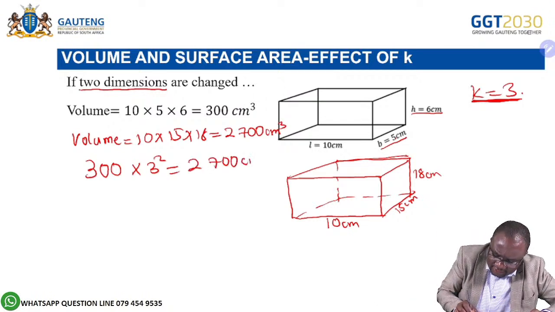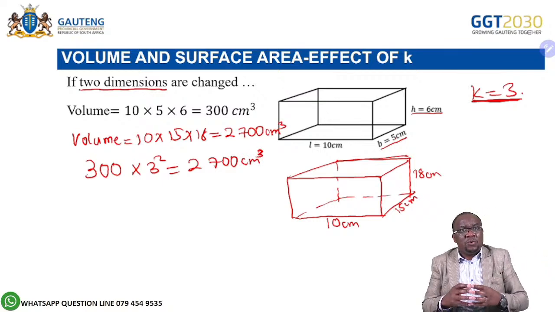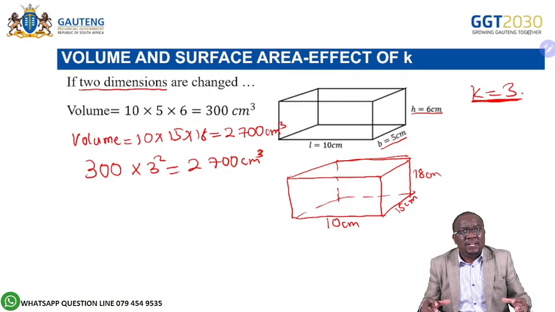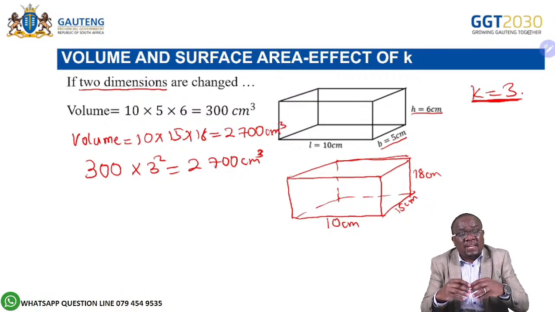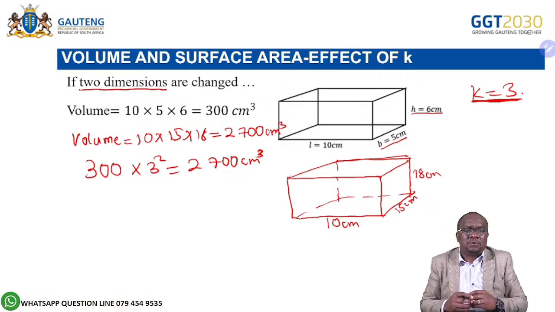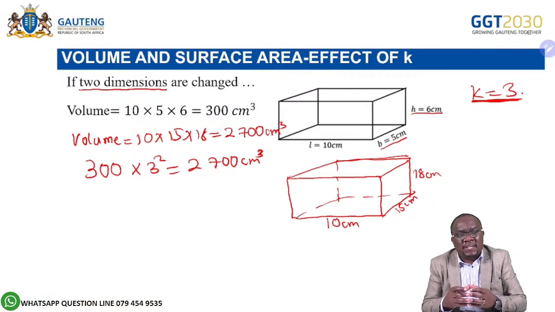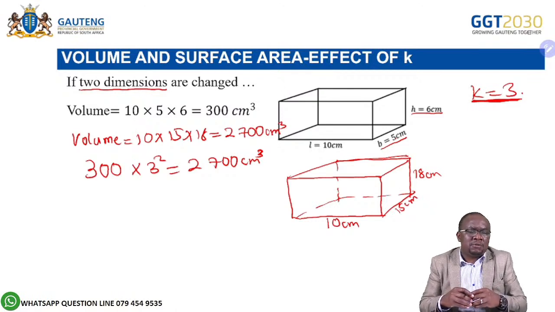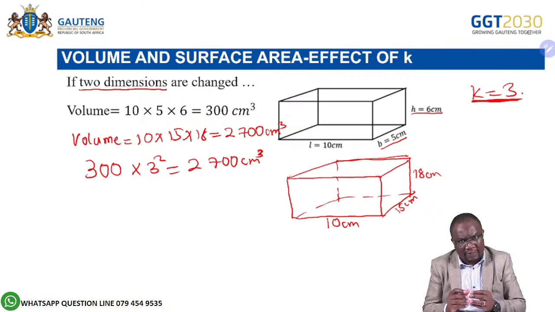You see that? Okay, so now it depends how many dimensions we have changed. So if we change 2 dimensions, multiply by a factor k, then the volume is going to increase by a factor of k squared. If we multiply 1 dimension by a factor of k, then the volume also is going to increase by a factor of k.